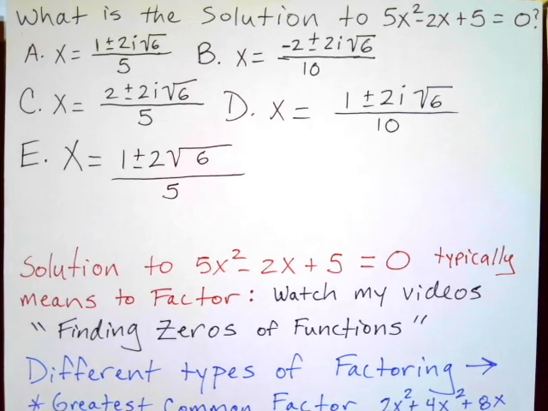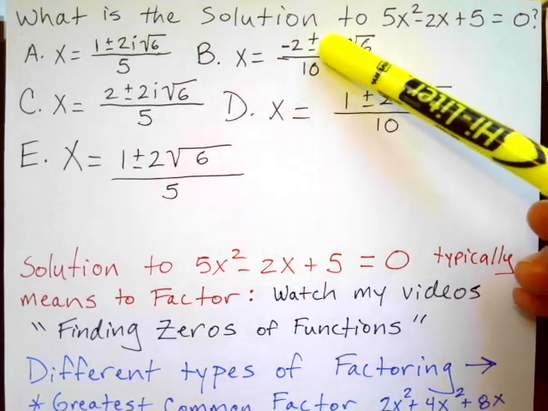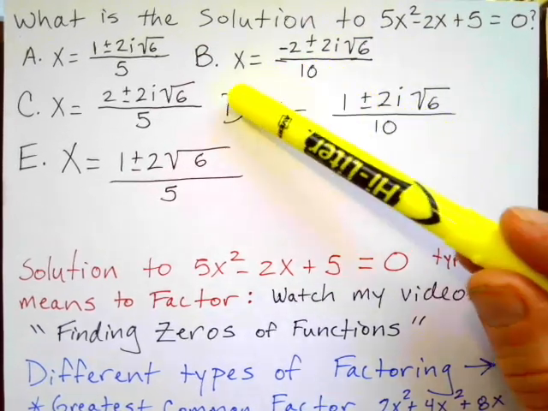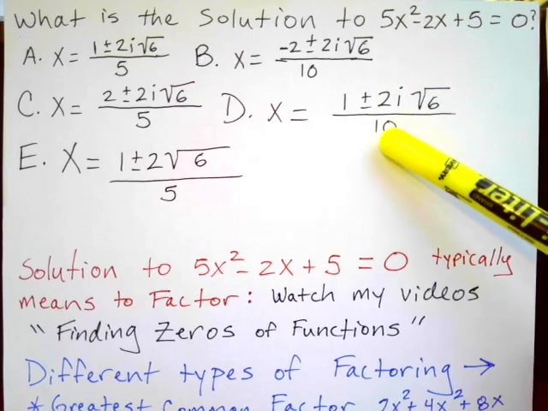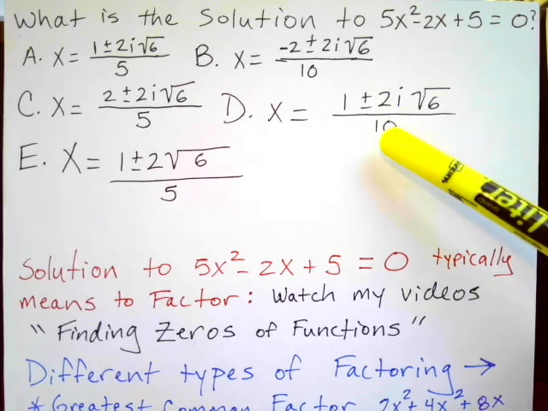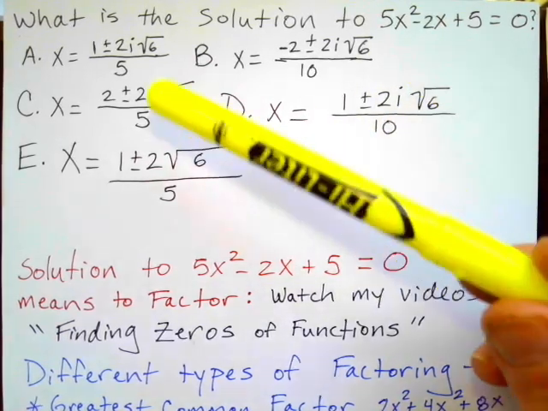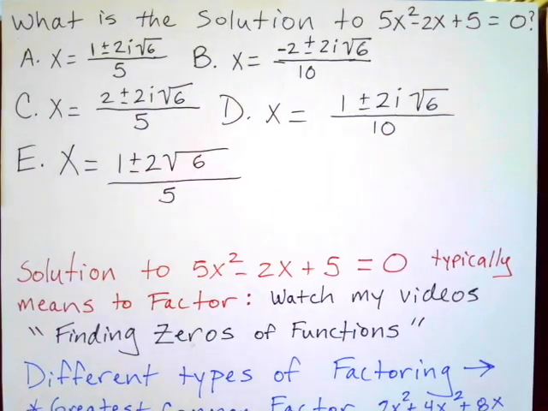All right, but remember those test-taking strategies. 2 over 10 is 1/5. Cross off B. 2 over 10 reduces down to 1 over 5. Cross off D. If you have to guess, you got A, C, and E.